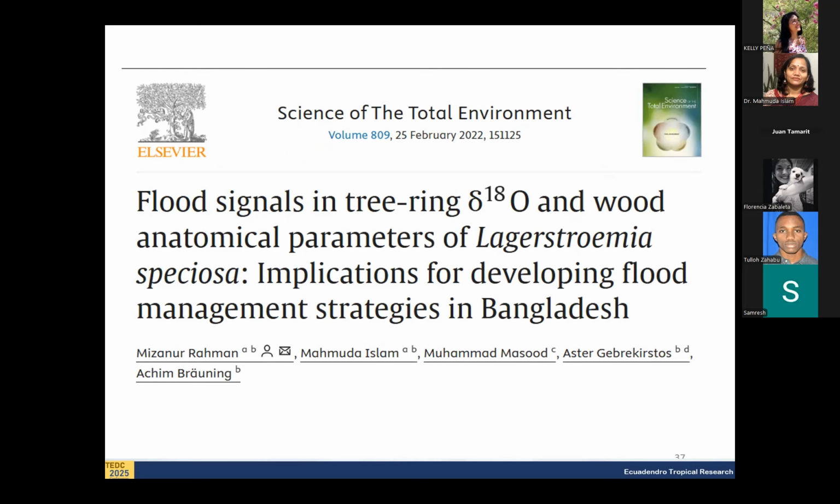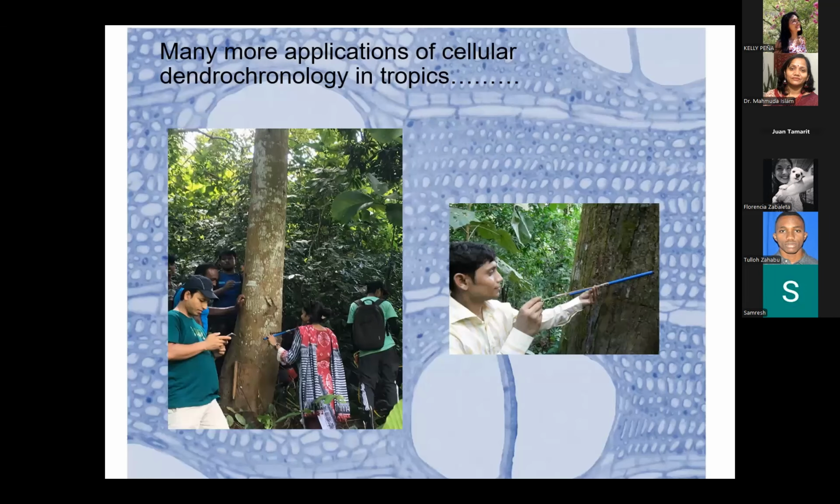Lagerstroemia speciosa in Bangladesh. Now, future prospects. We have many more species and many more applications of cellular dendrochronology in the tropics. We have a lot of diversity of species. They form distinct growth boundaries, and we can use cellular dendrochronology in the tropics more.